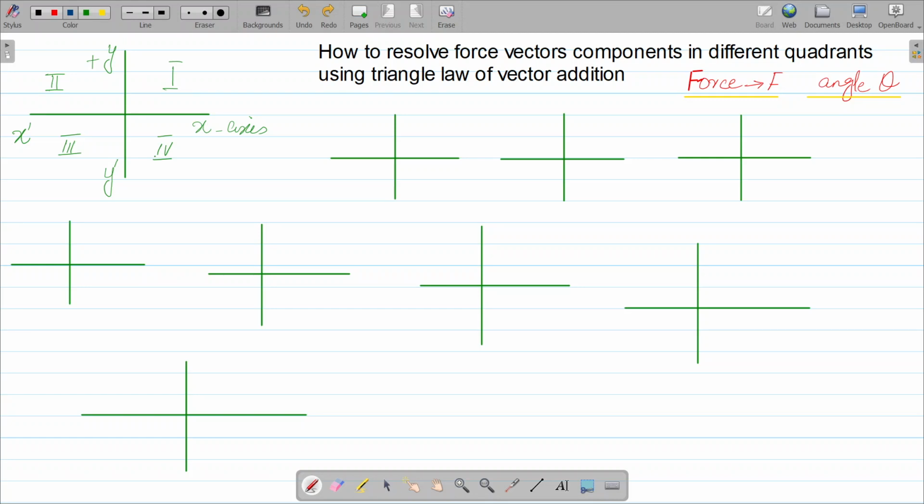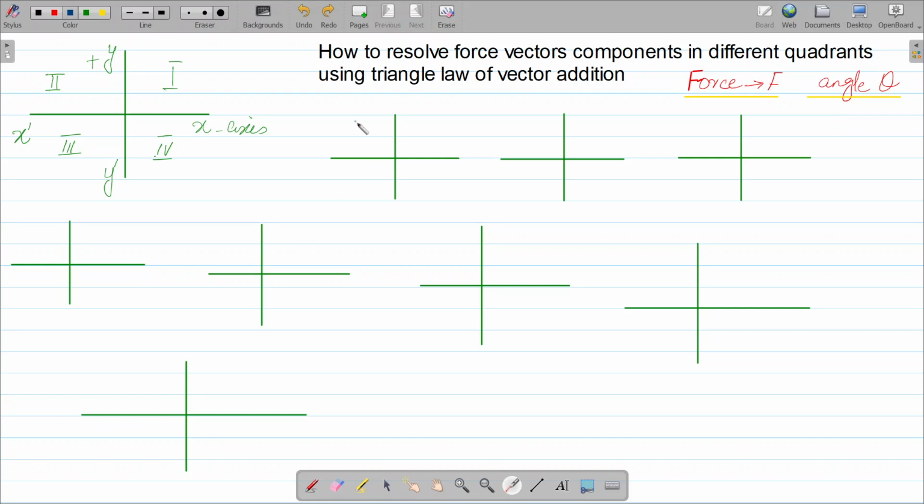So here we have four quadrants. As you can see, I have shown you on the left hand side these four quadrants: quadrant 1, quadrant 2, quadrant 3, and this is our quadrant 4. We are going to have the force F over here. This is our force F and this is our angle theta, and we will see how the components are resolved with respect to the quadrants.